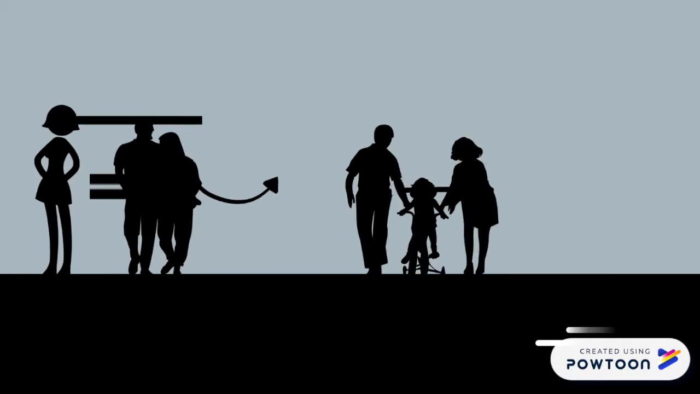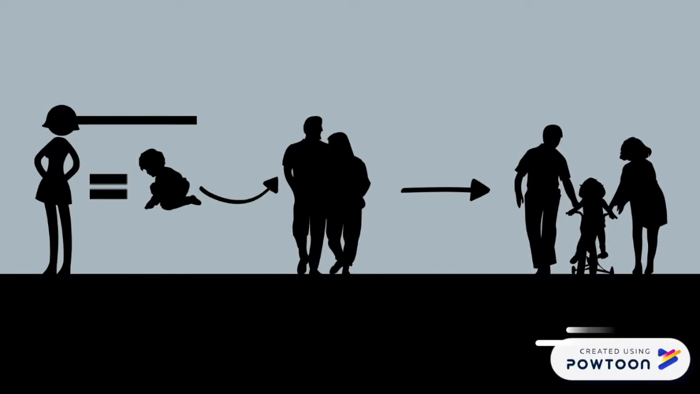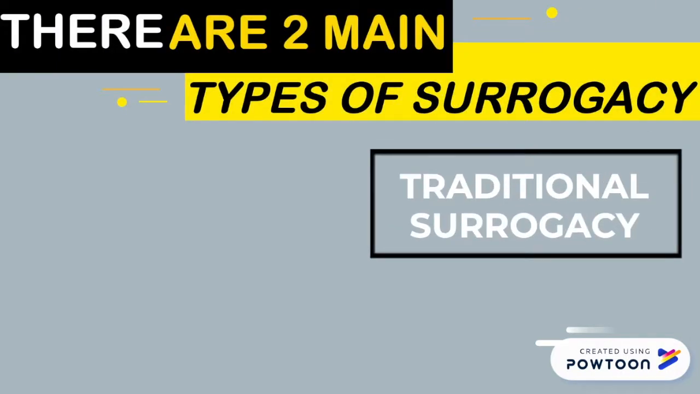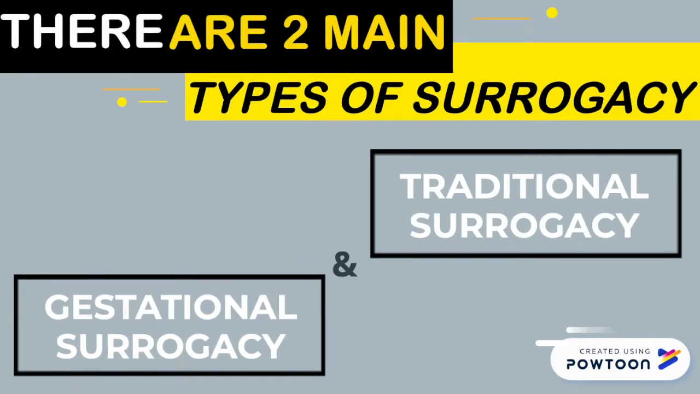Surrogacy is an arrangement in which a woman bears a child for another couple or person. The term surrogate mother or surrogate is usually applied to the woman who carries and delivers the child on behalf of another couple. There are two main types of surrogacy. This includes traditional surrogacy and gestational surrogacy.